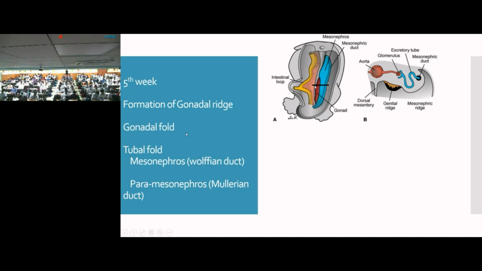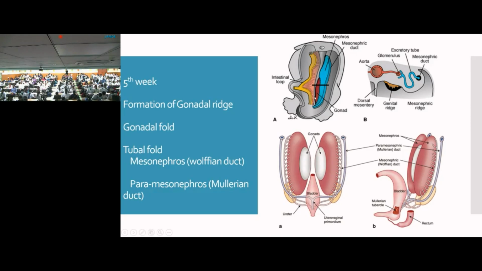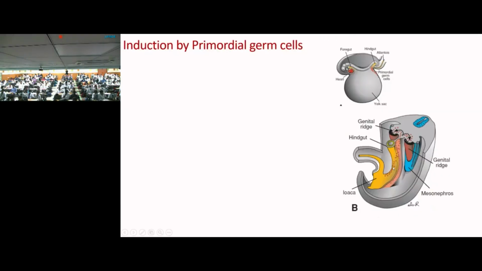This region we call the gonadal ridge, and the rest of it we call the tubal fold. So this is the gonadal fold and the tubal fold. Here all our excretory system is going to develop, the mesonephros and paramesonephros. If you take off all this and take only this, the center is the gut, and on either side is the tubal fold, the mesonephros and paramesonephros. Very medial to that, we have another elevation, and that we call the gonadal ridge. This gonadal ridge is there in both male and female.